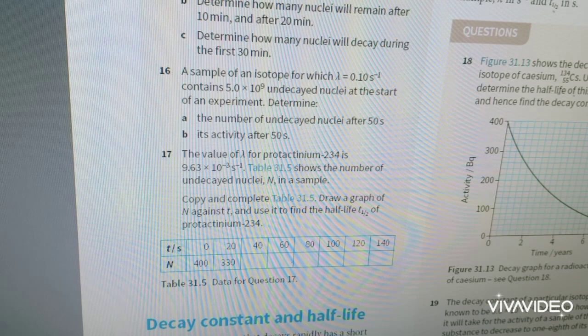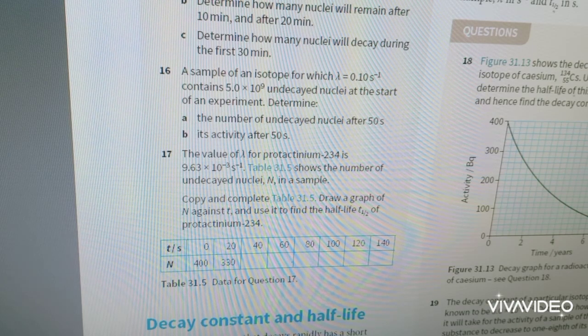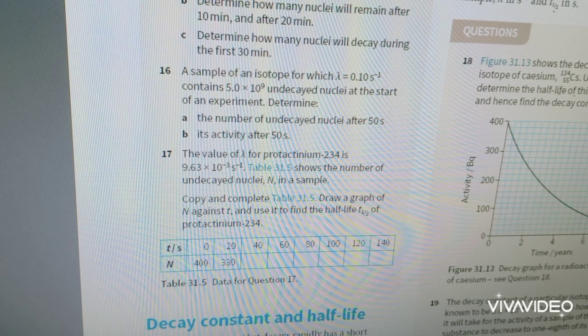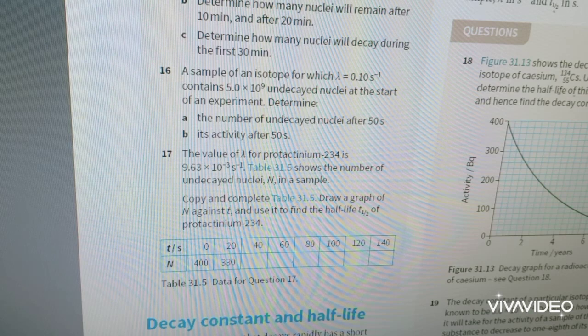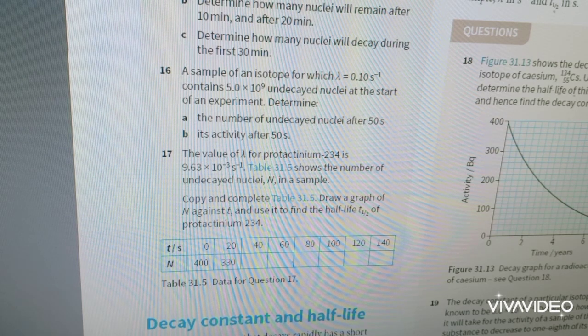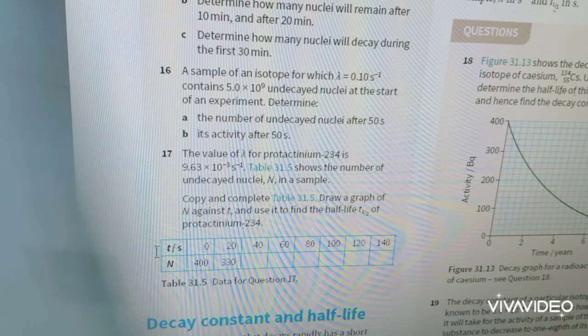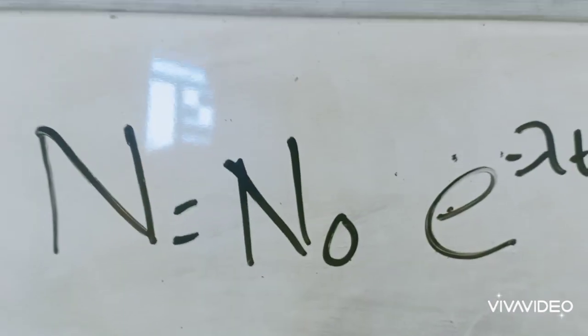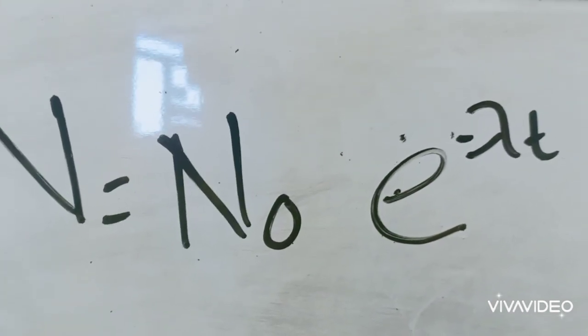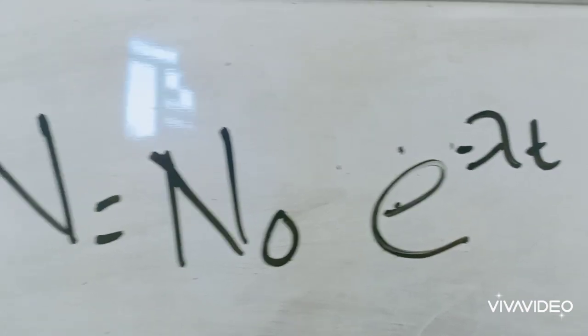Last, number 17. The value of lambda for protactinium-234 is 9.63 times 10 to the power of negative 3 per second. Table 31.5 shows the number of undecayed nuclei N in a sample. Copy and complete the table and draw a graph of N against t and use it to find the half-life of protactinium-234. Okay, so you need to complete this table by using the decay formula N equal to N0 times e to the power of negative lambda times t.